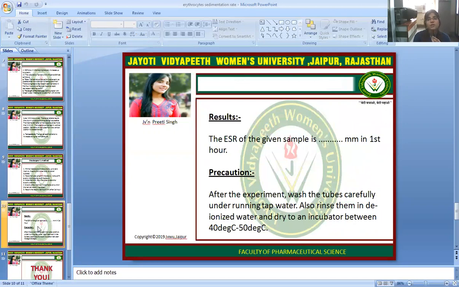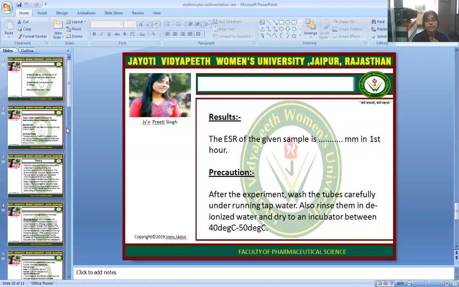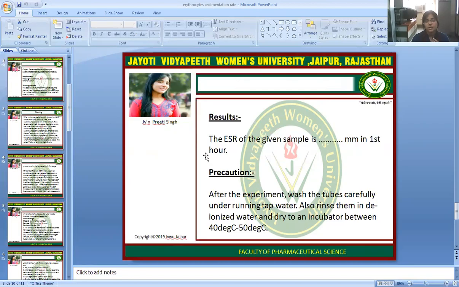So what are the precautions of this practical? After the experiment, wash the tubes carefully under running tap water, rinse them in deionized water, and dry them in an incubator between 40 degrees Celsius and 50 degrees Celsius. So this is the overall completed session. This practical protocol is related to human anatomy and physiology.